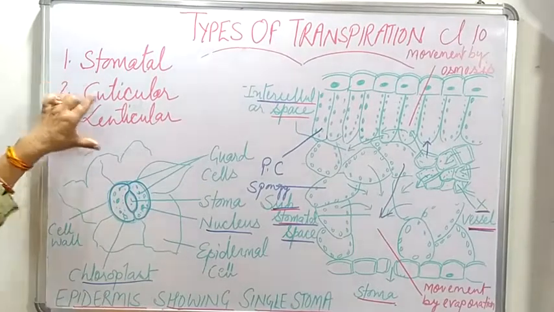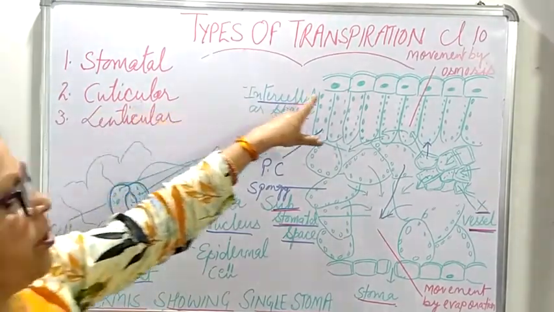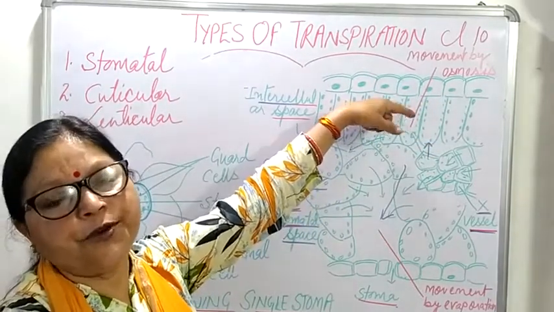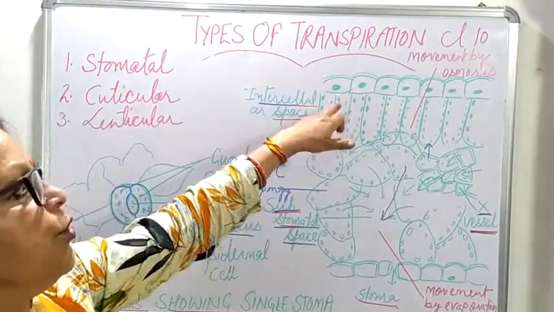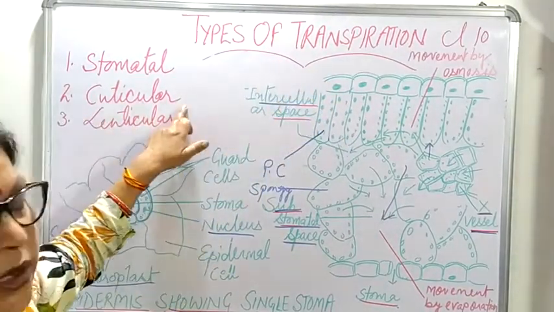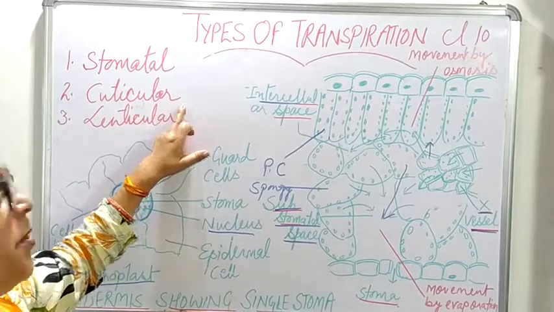Very little transpiration takes place through the cuticle. If the cuticle is very thick, then this will reduce the process of transpiration. That means it will reduce the loss of water through the leaves. So if a thick cuticle is there, very little transpiration will take place.